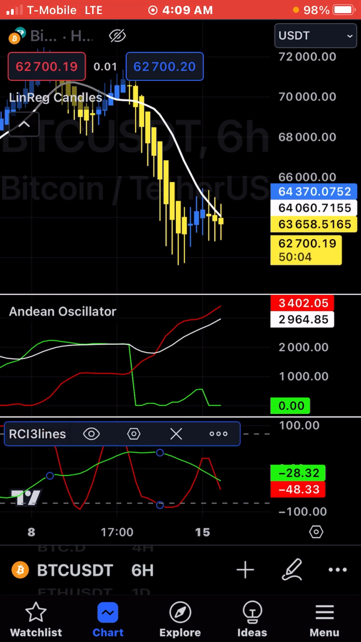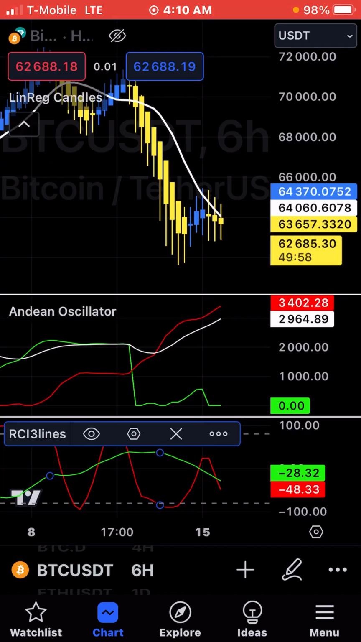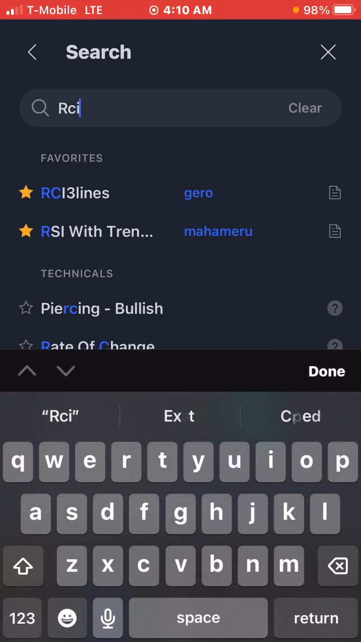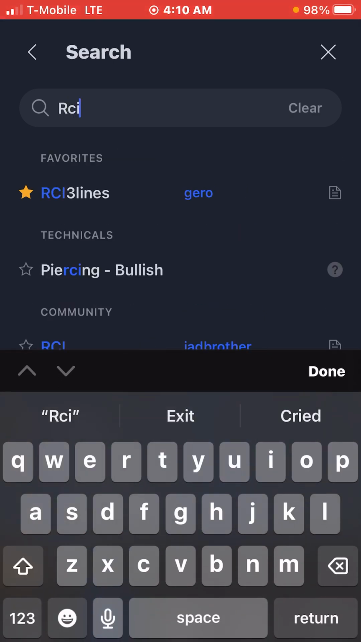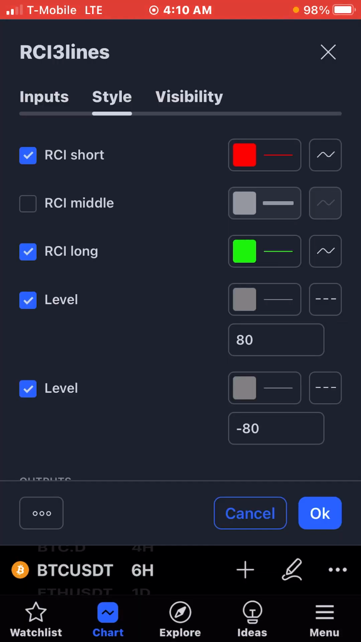The RCI 3 lines, I check off the middle. Let me show you how to get it first. You go to your indicators and you punch in RCI 3 lines. It's by Giro. So basically you load it up, and I change the lines. I check off the middle, so you're not using the 3 lines, you're just using the short and the long.